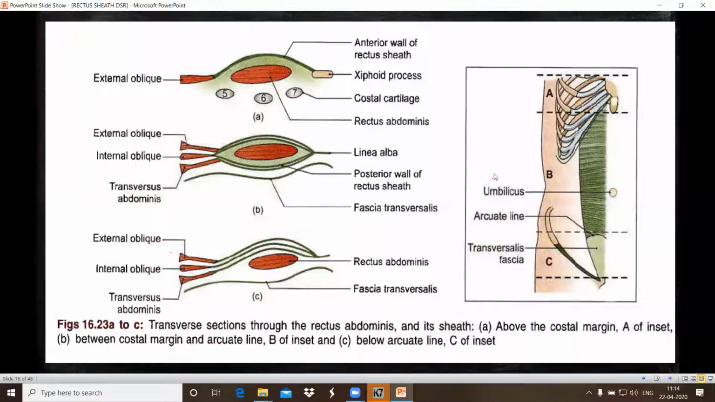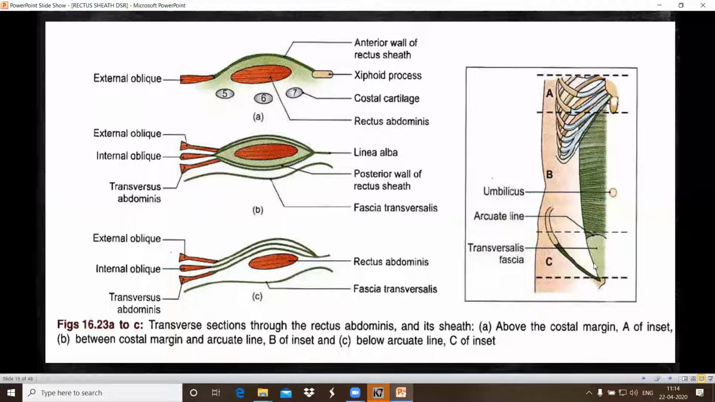So here, anterior wall and posterior wall we'll discuss at 3 levels. First we'll see how we'll divide the 3 levels. The first level is above the costal margin. The second level is from costal margin to the midpoint between the umbilicus and pubic symphysis. And the third level is below the midpoint.